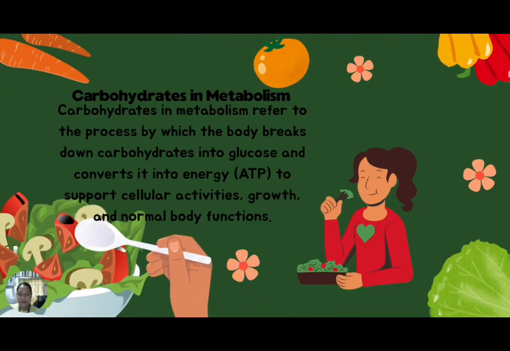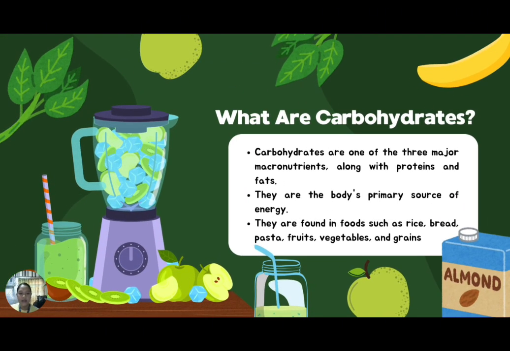Next, what are carbohydrates? Carbohydrates are one of the three major macronutrients along with proteins and fats. So, there are three major macronutrients, which are protein, fat, and also carbohydrates. They are the body's primary source of energy.